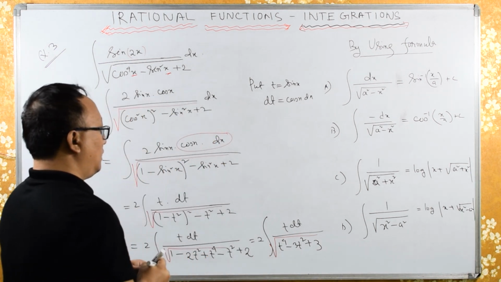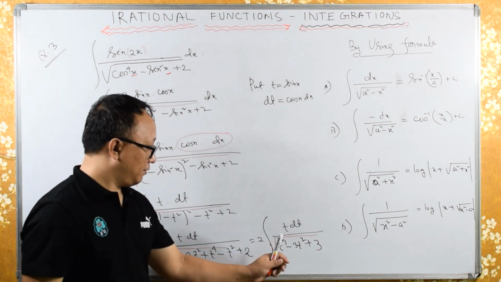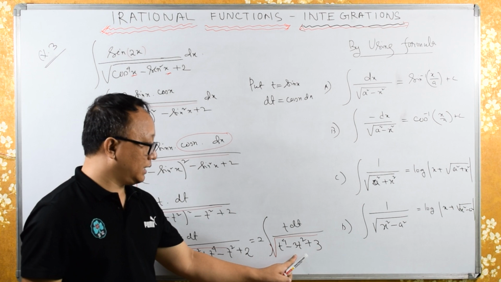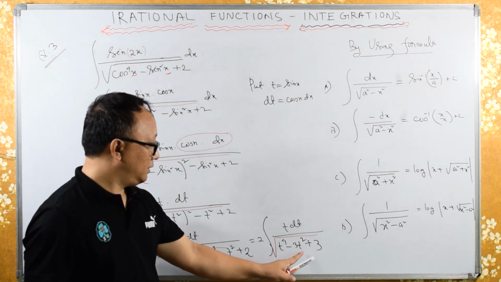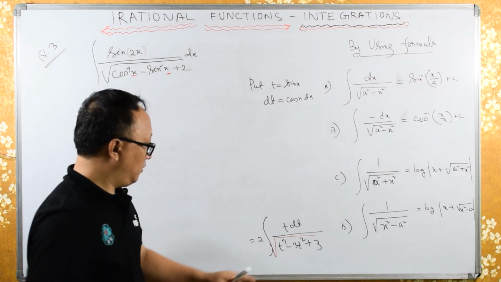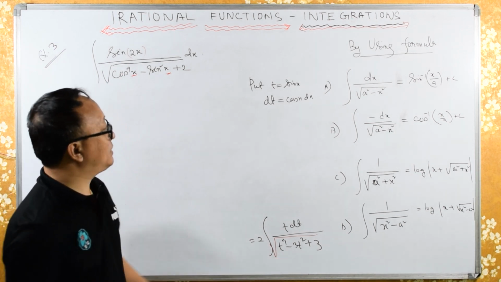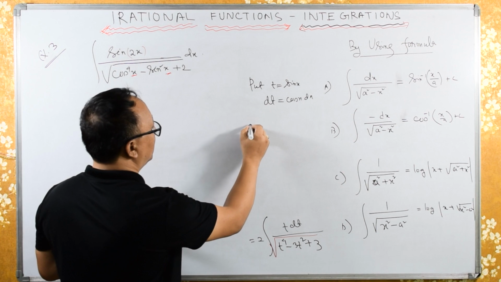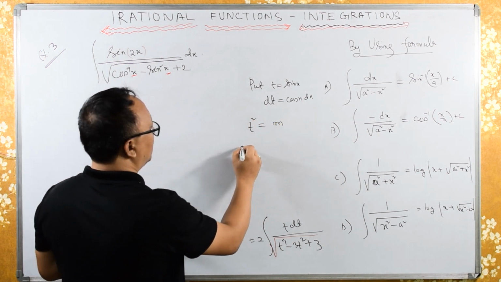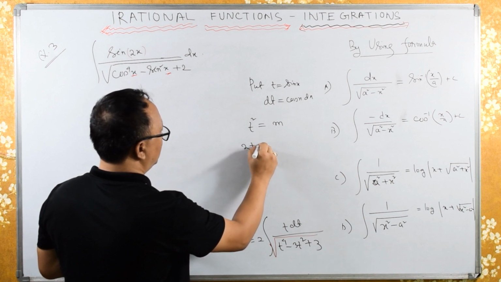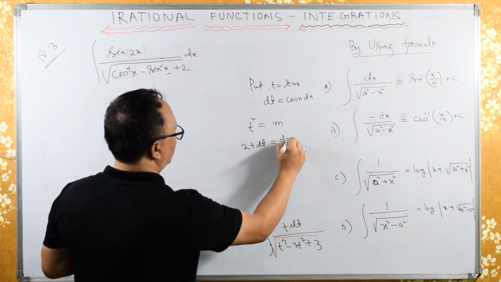Now again we have to substitute once again. If I substitute t square equals m, look here. Now if I substitute once again t square equals m, then twice t dt will be dm.